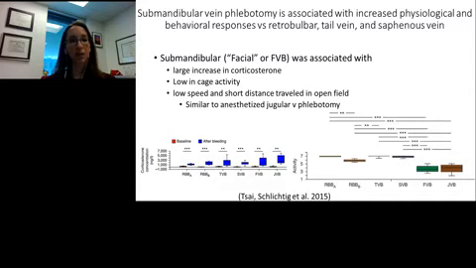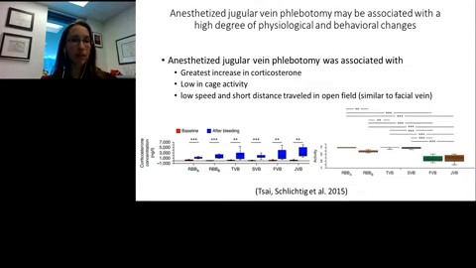And that increase in corticosterone was very similar to the anesthetized jugular vein group and higher than the other phlebotomy methods. Mice that had the facial vein phlebotomy also had decreased activity post-phlebotomy, and they tended to move short distances and move slowly in the open field, performing, again, similarly to the anesthetized jugular group. So the anesthetized jugular group was pretty similar to the facial group, but they did have the greatest increase in corticosterone, and again, low in-cage activity, low speed and distance traveled in the open field.